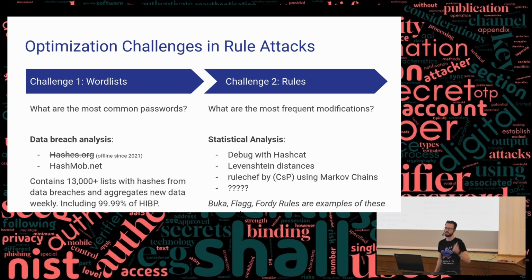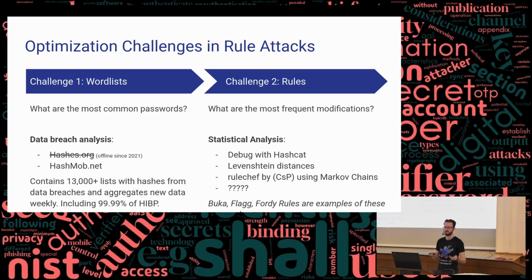So for word lists, it's: what are the most common passwords? The answer we kind of came up with was hash.org and now hashmob.net, containing a lot of data breaches, which can be analyzed and sorted statistically on how frequently passwords occur, ordering them from most frequent to least frequent. Makes sense. The issue with rules is that that's not quite possible. Rules can have different orders, they can do different things, so you can deduplicate in a few different ways, but it comes with a very significant computational cost.